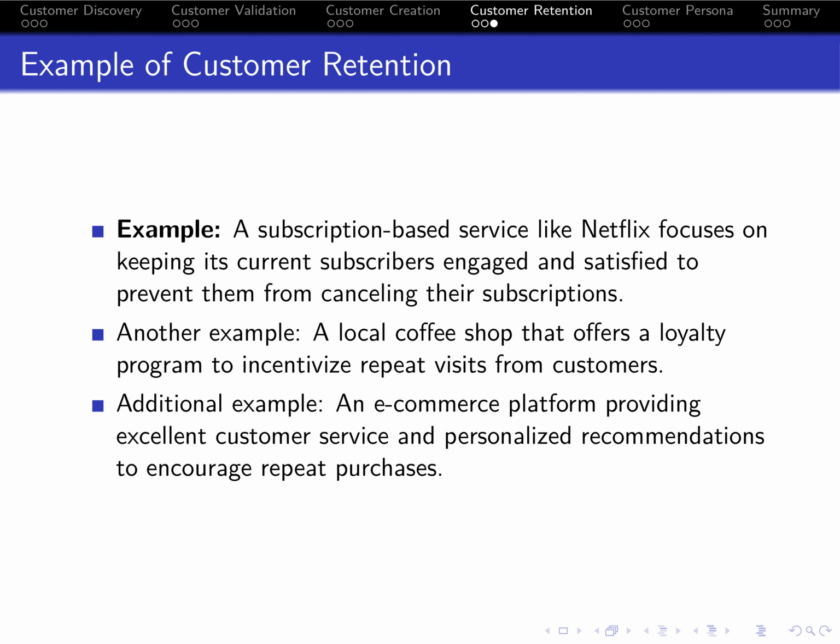Similarly, a local coffee shop utilizes a loyalty program to incentivize repeat visits by offering discounts and perks to loyal customers, fostering brand loyalty and a sense of community. Additionally, an e-commerce platform enhances customer retention by providing excellent customer service and personalized recommendations, thereby boosting customer satisfaction and lifetime value. These examples highlight the importance of implementing effective customer retention strategies to ensure long-term success in business ventures.